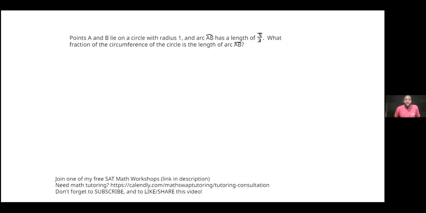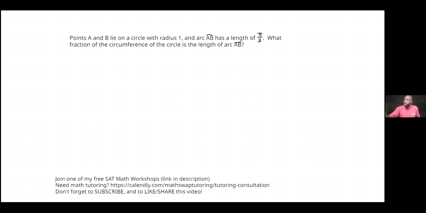All right, points A and B lie on a circle with radius 1. An arc AB has a length of pi over 3. What fraction of the circumference of the circle is the length of arc AB?